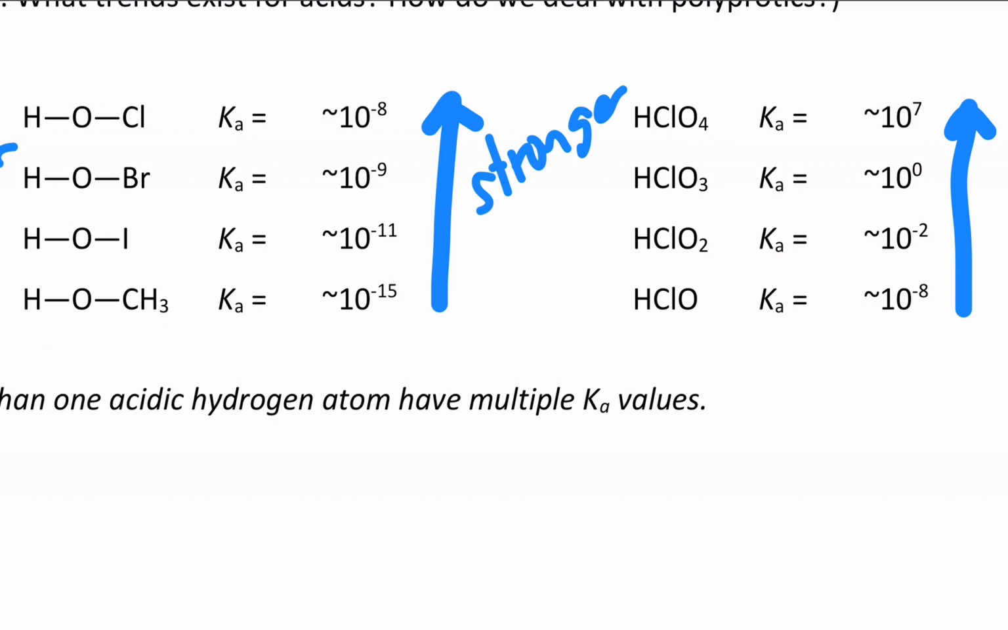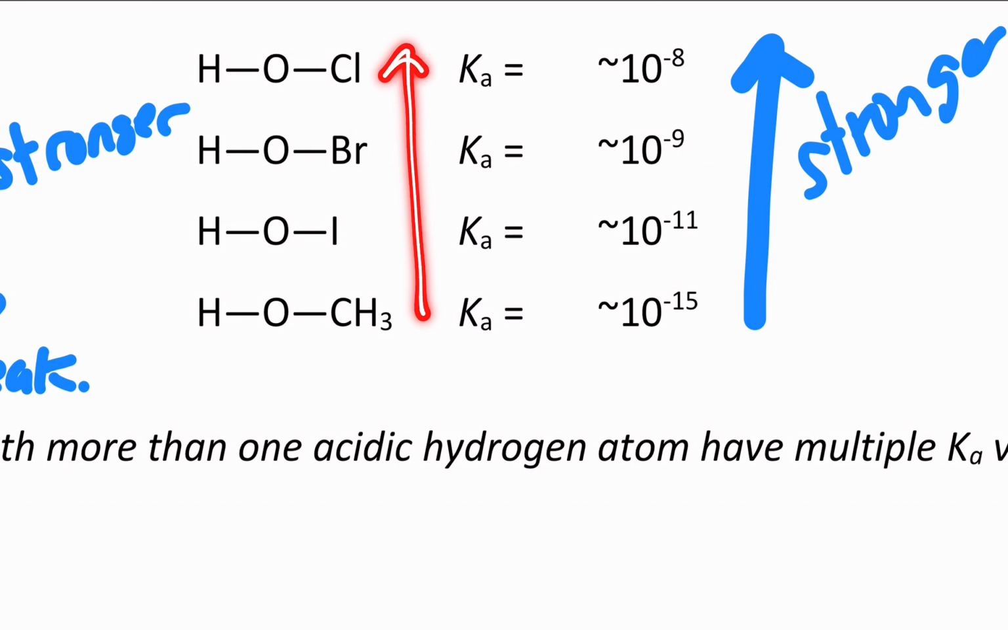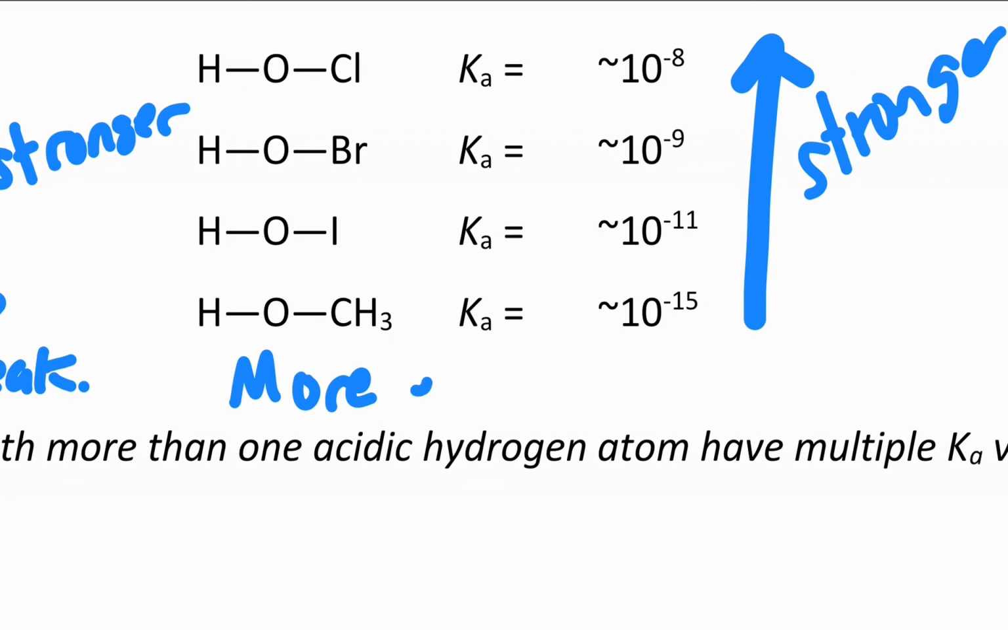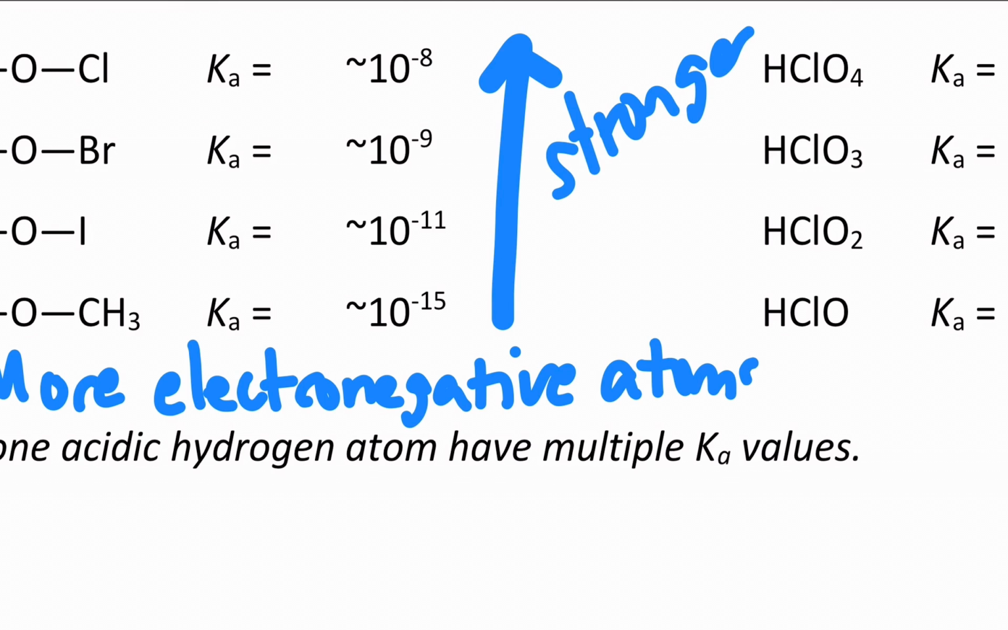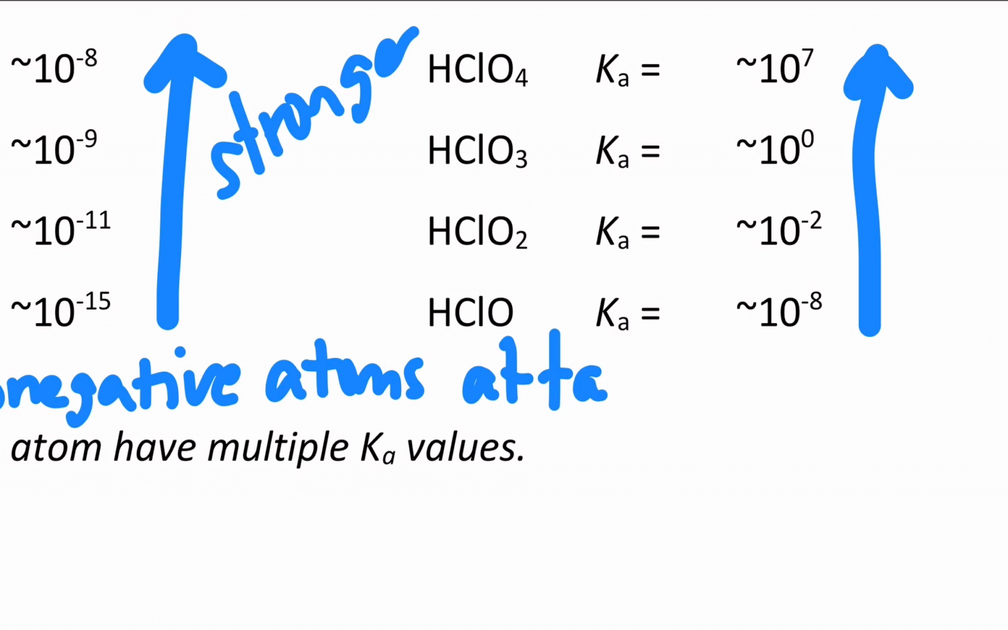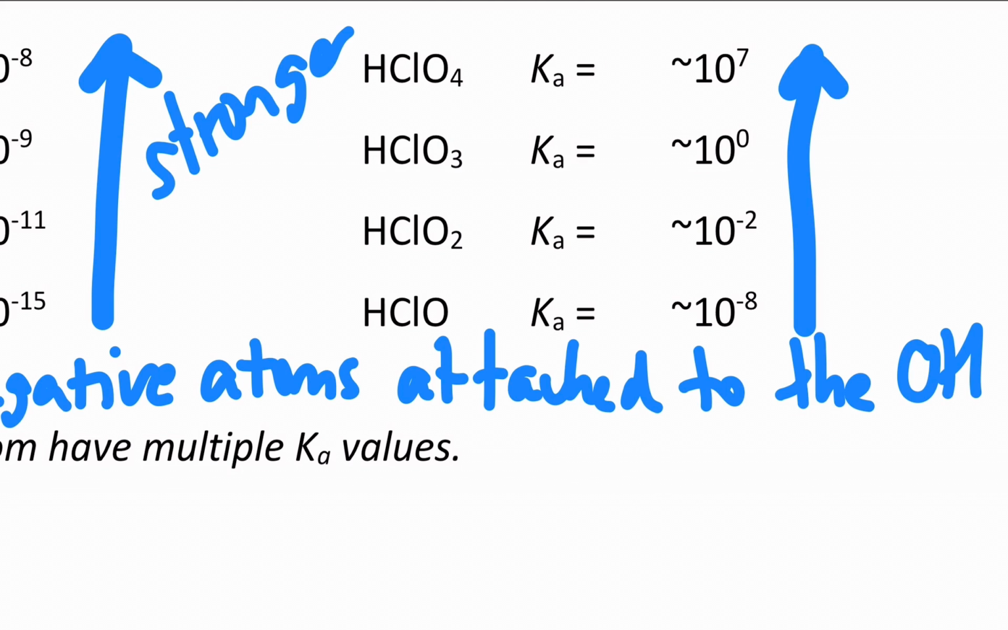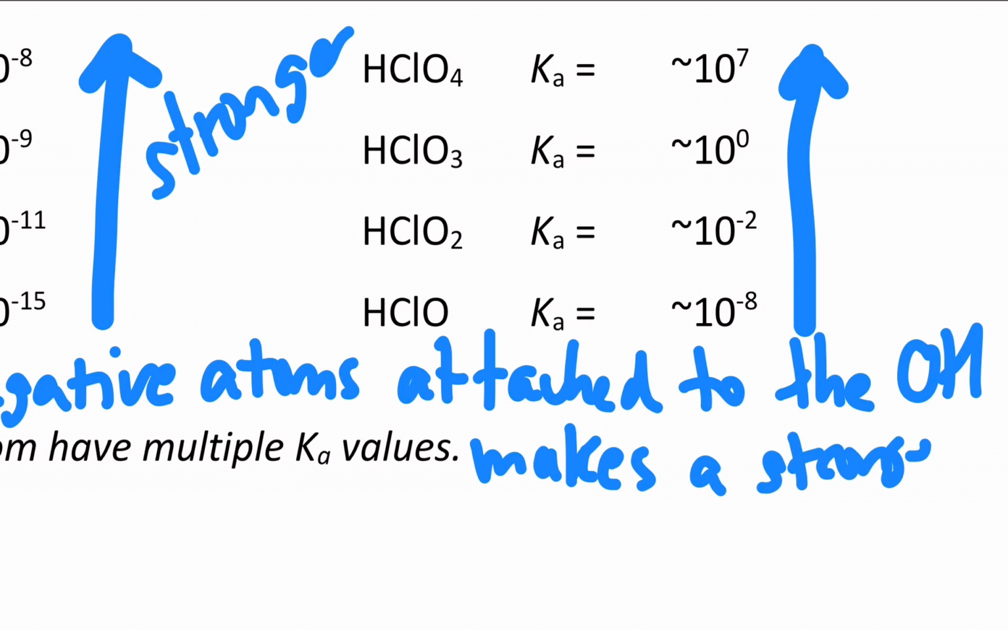So the reason for this is what else is attached farther out in the acid. And the trend is explained by the fact that you have more and more electronegative atoms that are attached to the bond that's being broken. So more electronegative atoms attached to the OH makes a stronger acid.